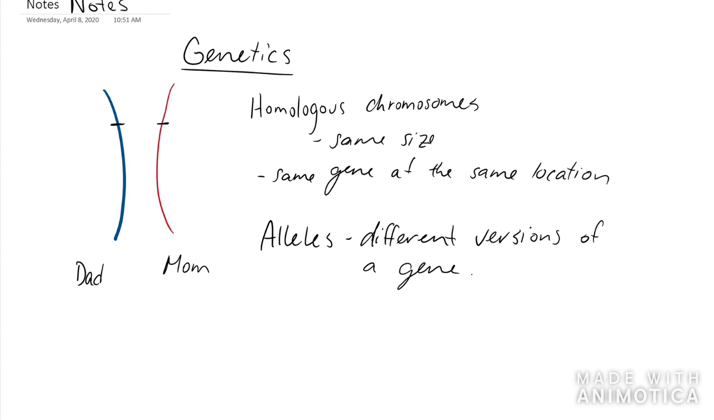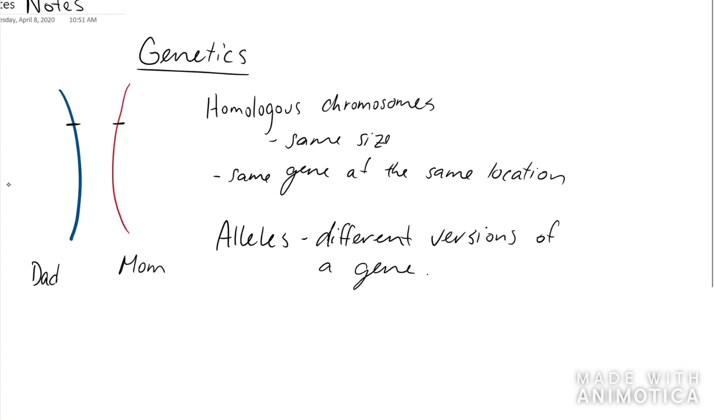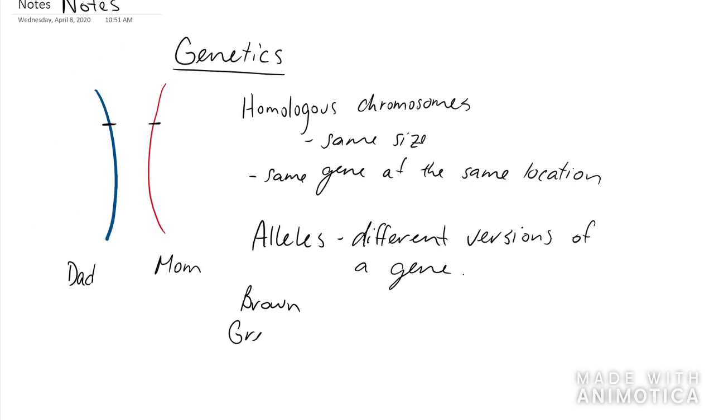And these are usually represented by letters. When we're talking about a gene, we usually choose one letter, and the different variations are done by lowercase and capital. So if we're talking about brown eyes and green eyes, and we say that brown eyes are more prevalent or more common, then we use a capital B. Brown and green, brown will be shown as big B, green will be shown as little b.